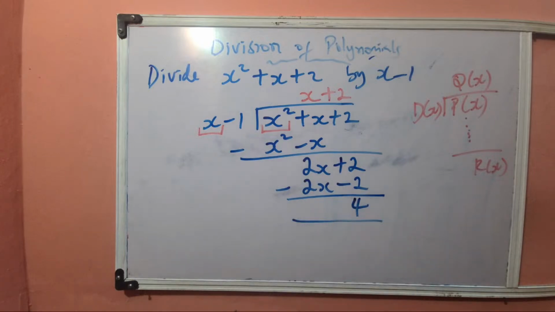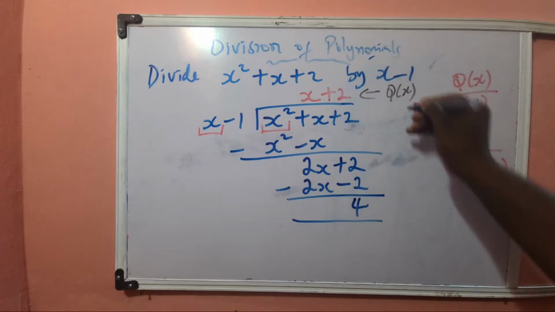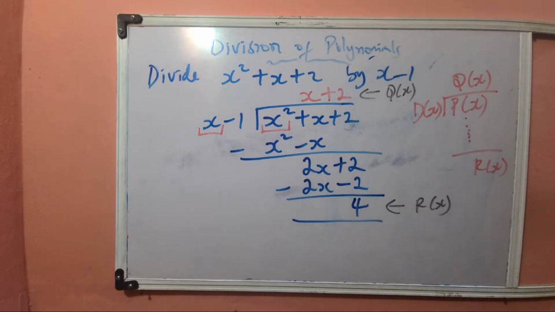Now, you can see that we cannot go on now to say x goes in 4 because that's not possible. So this has to be where we stop this division. Now, we can go on to identify that, of course, this is my quotient here. This is my remainder. And this is my, of course, this is my divisor.